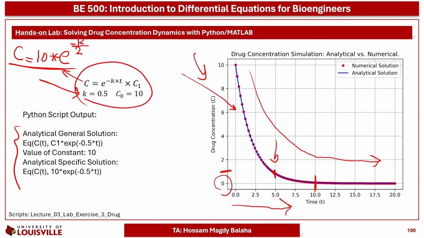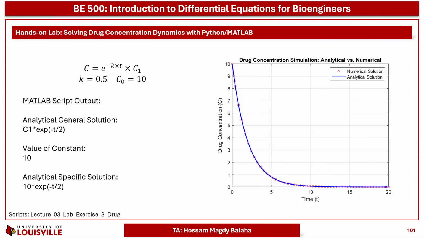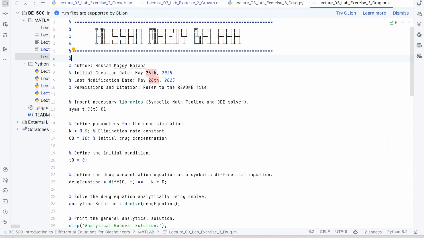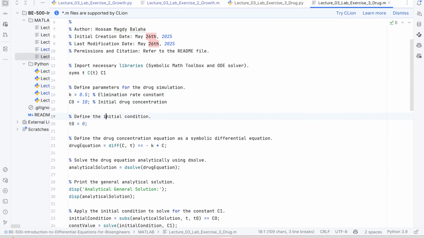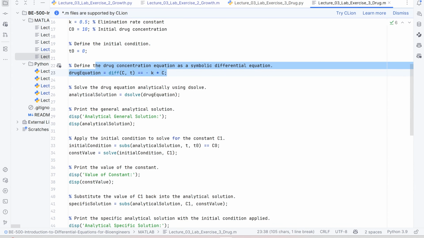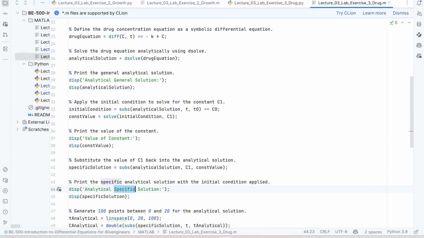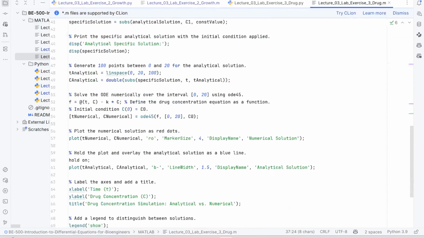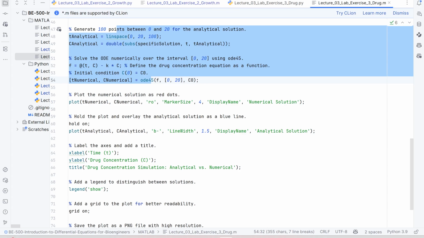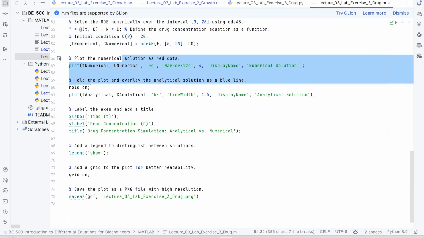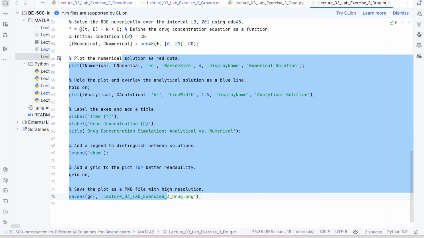Let's check the output. So C multiplied by the exponential of negative t over 2. The constant is 10. By substituting, this will be similar to what we retrieved. For MATLAB, we will again use the same code, but change the symbols, parameters, initial condition, and the symbolic equation, and follow the same pattern as we did in the previous two scripts for MATLAB to get the general and specific solutions alongside the constant, and also use ODE45 to get the numerical solution and plot until you reach saving and displaying the figure.